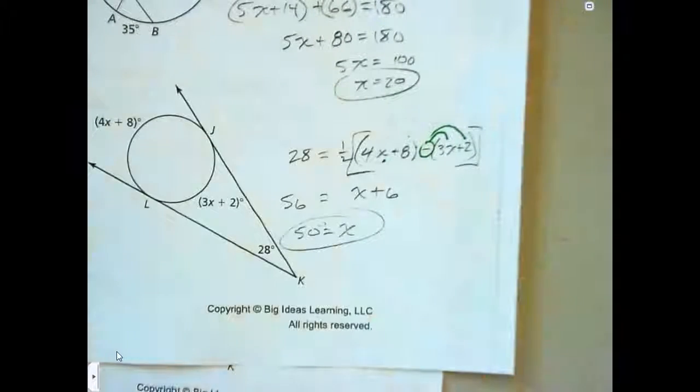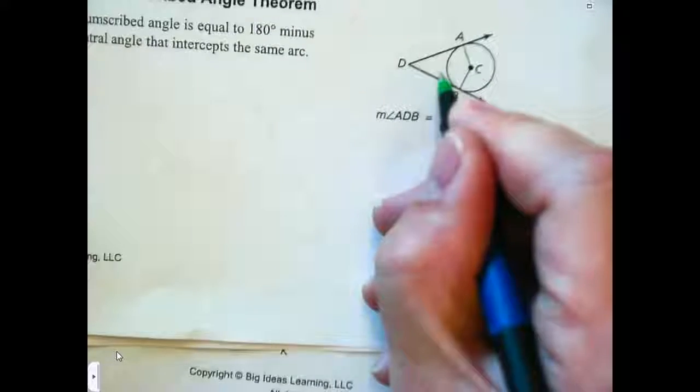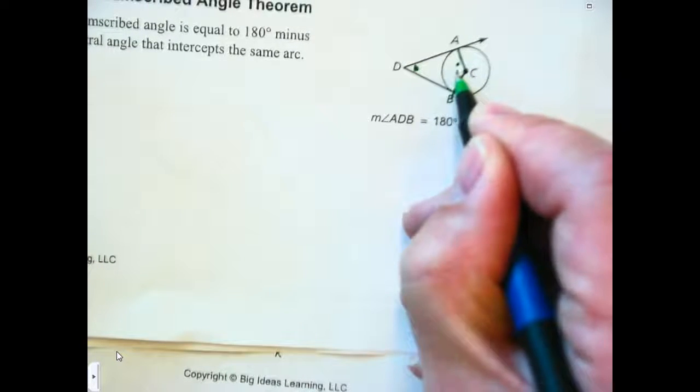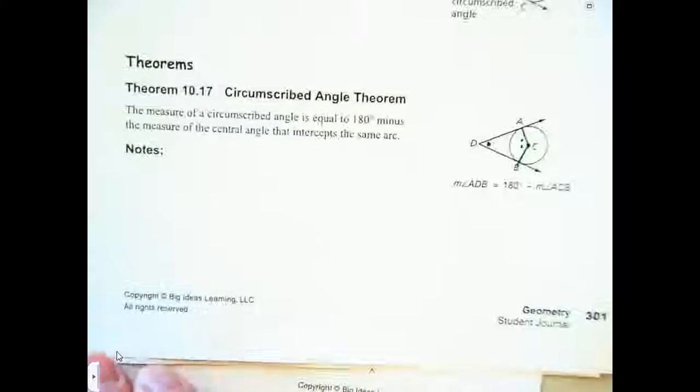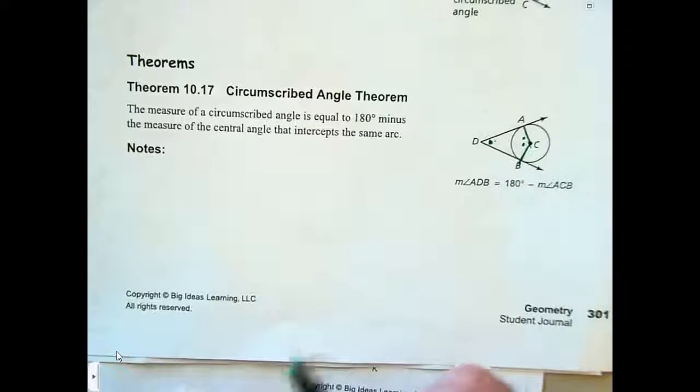Okay, one last theorem. Theorem 10.17. The measure of a circumscribed angle is 180 minus the measure of the central angle. So if I want to find this angle right here, if I take 180 degrees minus that angle, I've got that angle. Okay? So the measure of this angle is equal to 180 minus your central angle. Drew? Yeah, they're supplementary. Yep. Okay, so these two angles would have to be supplementary.